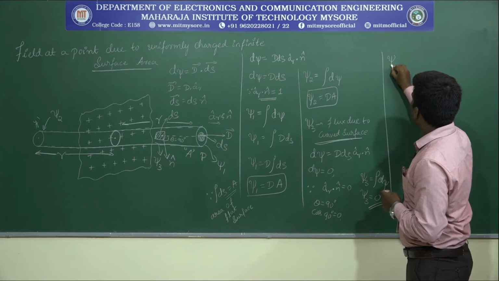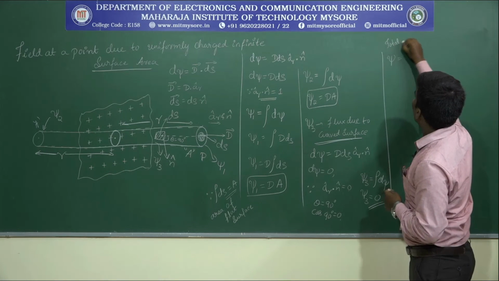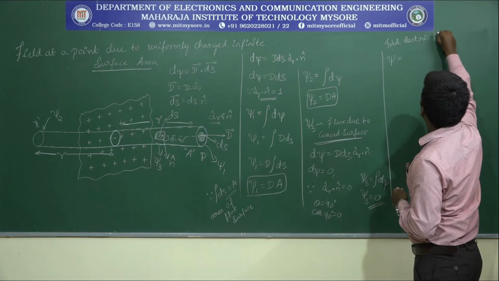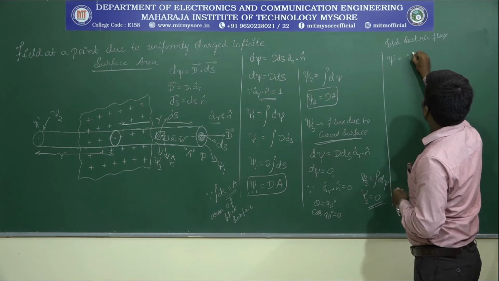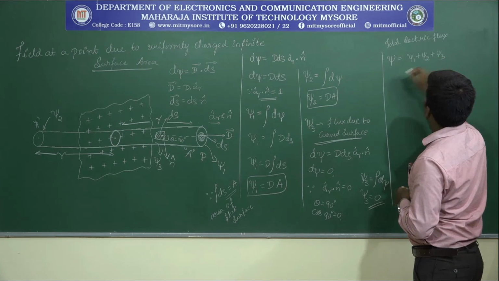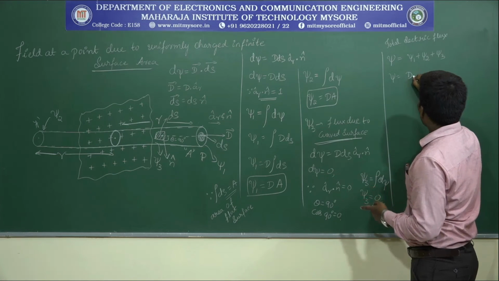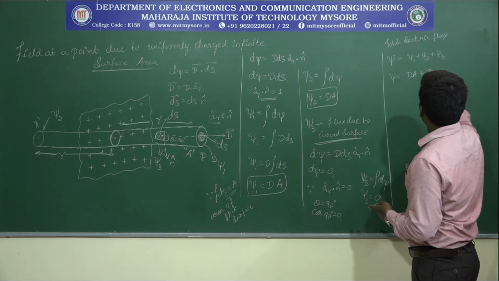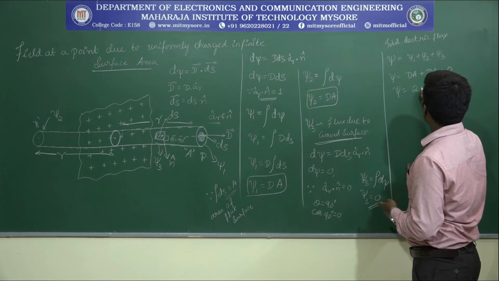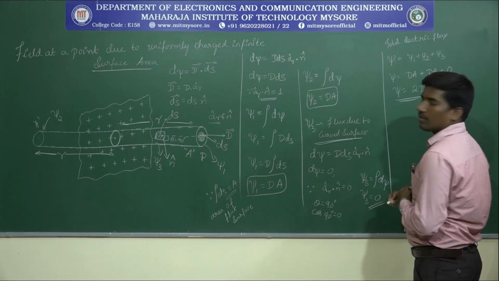Now substituting all the values in order to calculate total electric flux, psi is equal to psi 1 plus psi 2 plus psi 3. Therefore psi is equal to, what is psi 1? DA. What is psi 2? DA. What is psi 3? 0. Then psi is equal to 2 DA. Name this as equation 1.